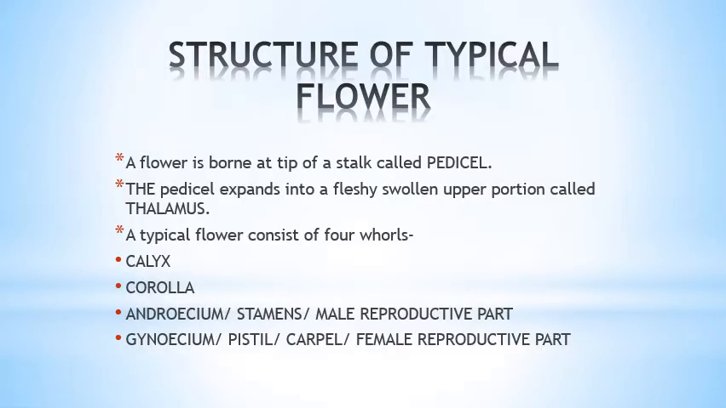Structure of a typical flower. A flower is born at the tip of a stalk called the pedicel. The pedicel expands into a fleshy, swollen upper portion called the thalamus, and the typical flower consists of four whorls, that is calyx, corolla, androecium, gynoecium. Another name of androecium is stamens, the male reproductive part. Gynoecium, pistil, carpel, the female reproductive part.